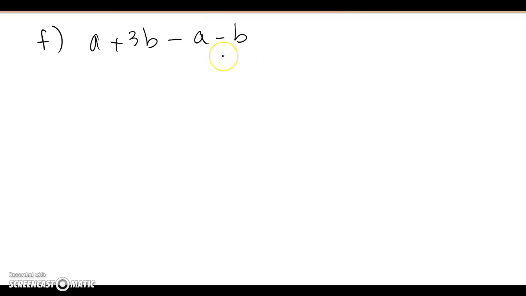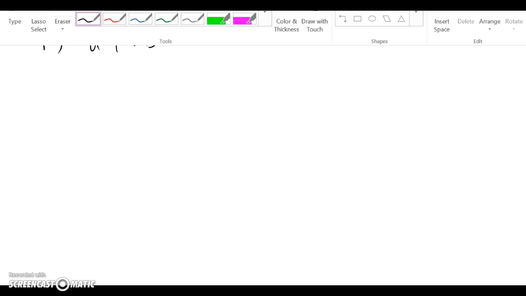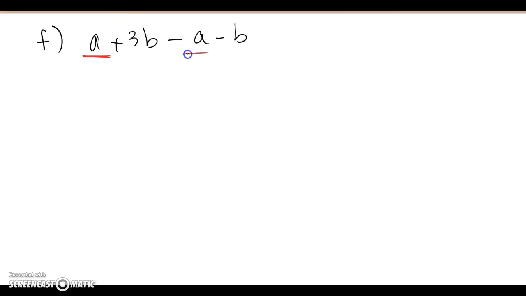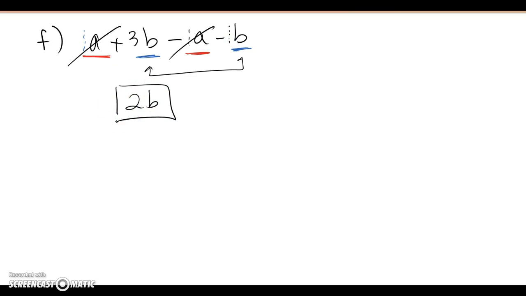Alright, here we don't have any distribution involved, but we do have like terms with the a's and like terms with the b's. So the a's, it looks like I have a 1a and a negative 1a, so they're just gonna cancel each other out. I had a minus a basically. With the b's, I have 3b's minus 1b, that leaves me with 2b's, and I'm good to go.